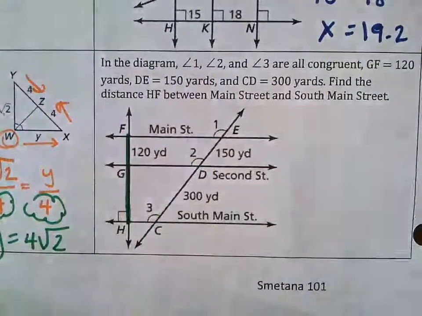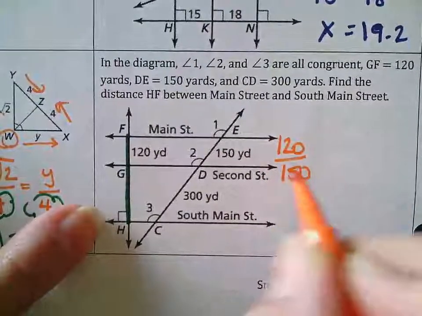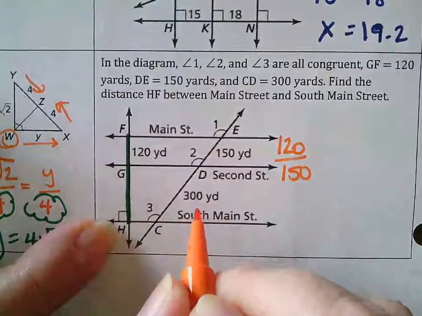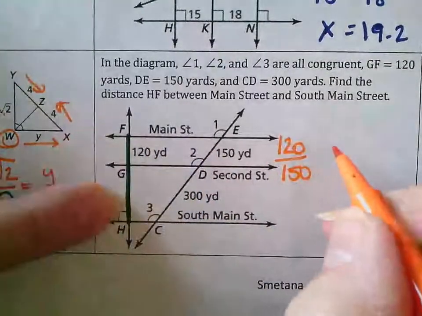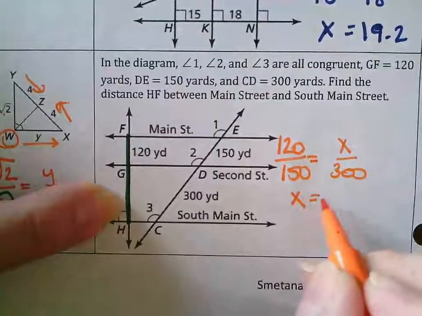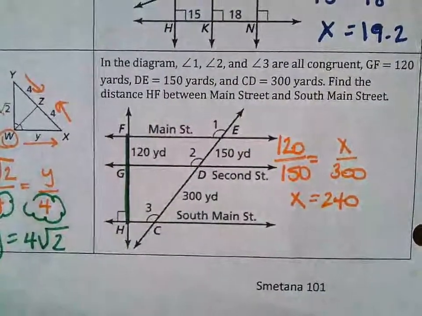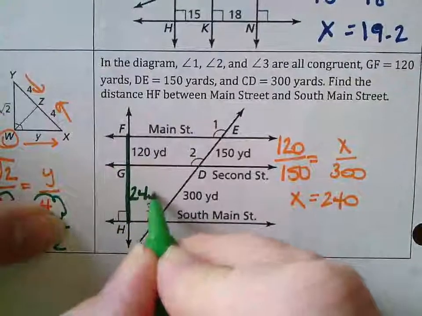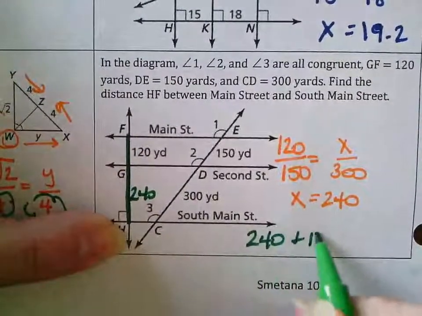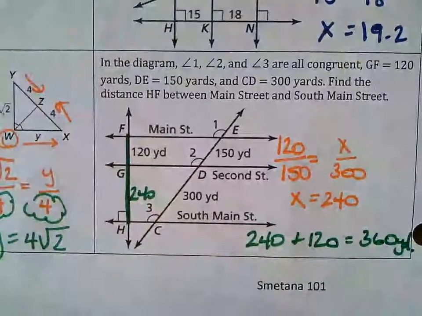So 120 over 150, I'm getting that from here and here, these two right here, is equal to x over 300. So x is going to equal 240. But I'm not done yet, because this is 240. I want the entire distance. So 240 plus 120 is 360 yards.